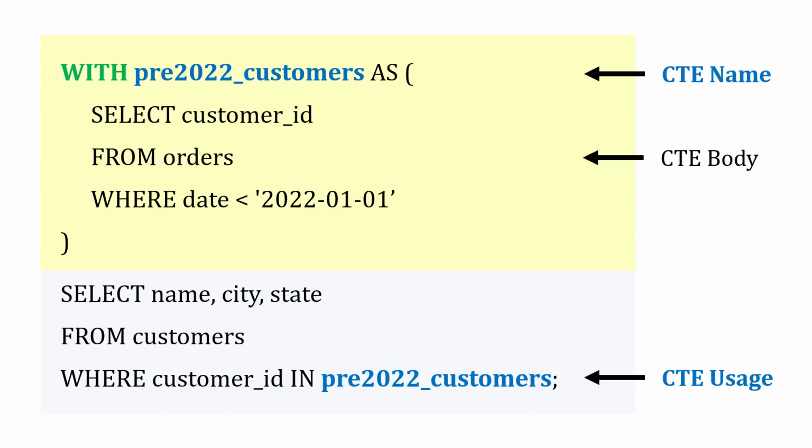In terms of terminology here, the CTE name I'm going to use is pre-2022 customers. That could be something else, though it just should be descriptive. And then I have the body of my CTE, which is the query that I'm encapsulating. And then CTE usage is actually where I'm using that temporary named result. So CTEs can be really helpful to break down these complex queries.